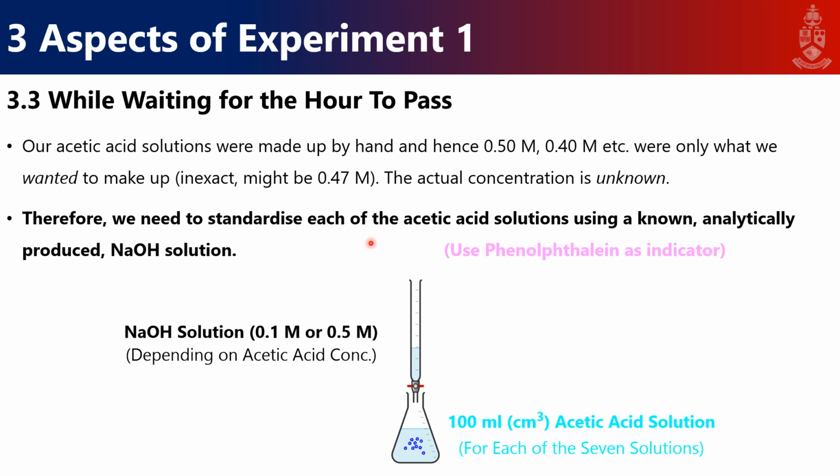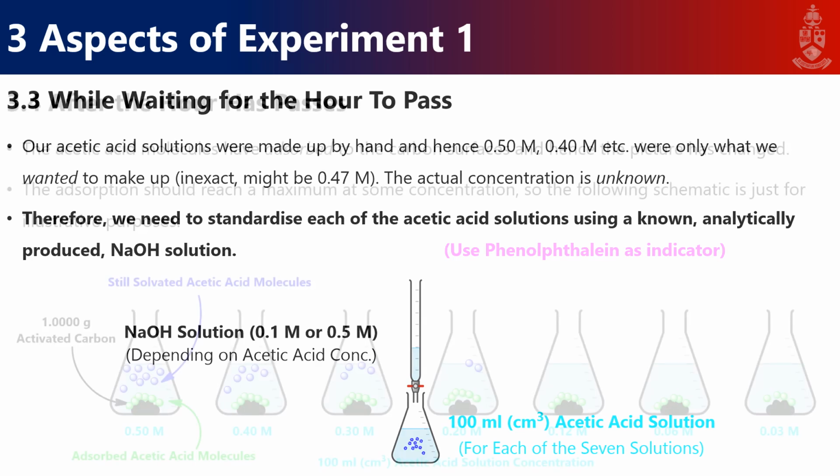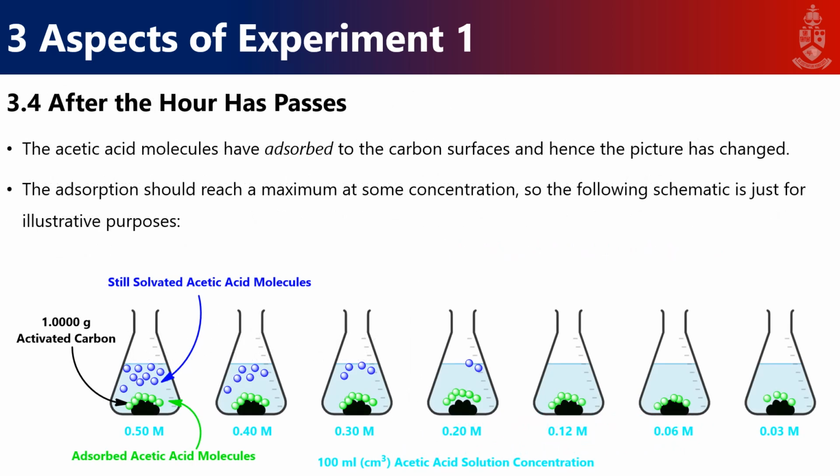And then from there, you're going to determine the exact concentration. The reason you need the exact concentration is you need the exact initial number of moles of acetic acid, which could have potentially adsorbed onto 1 gram of carbon. There, so you've done that during the hour with your flask in the water bath.